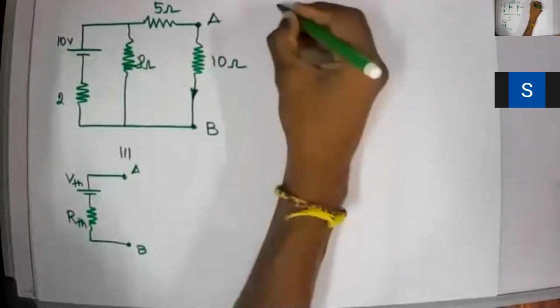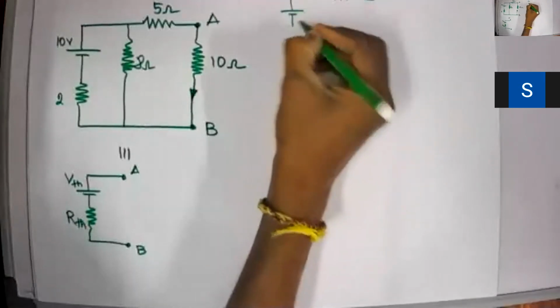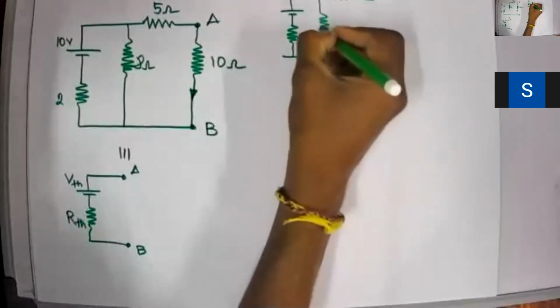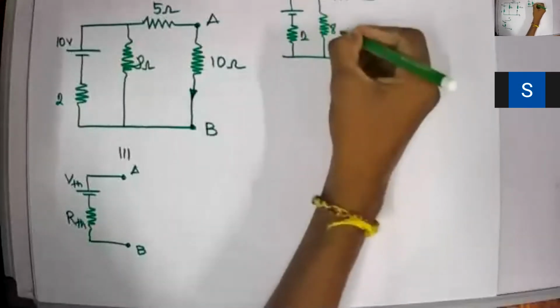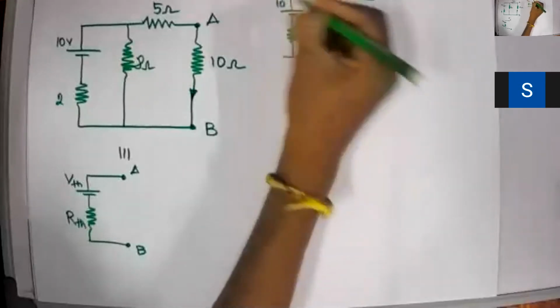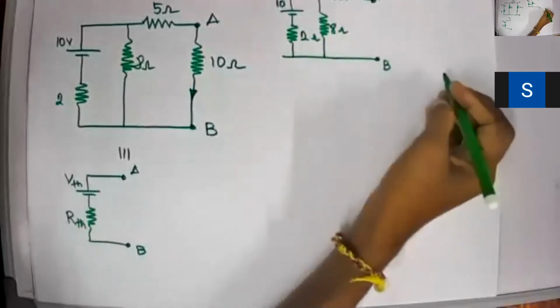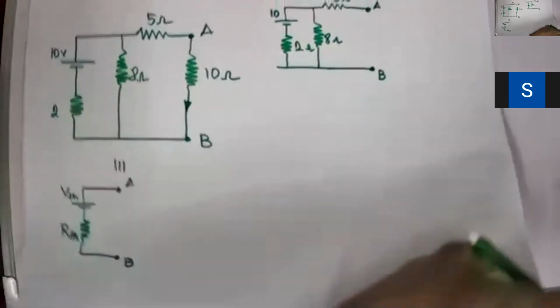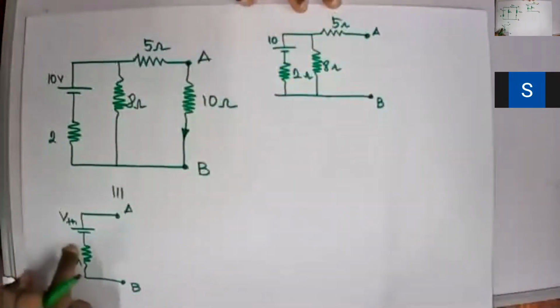Okay, I'll redraw the circuit again without this one. So this is 2, 8, 5, this is 10, and this will be my A and B. Now I need to calculate VAB, which is equal to the VTH here.